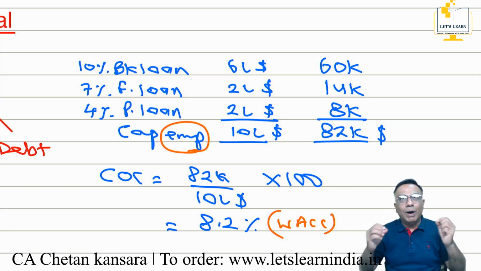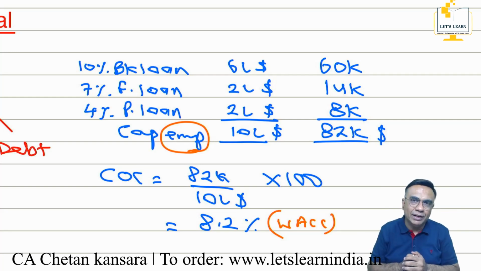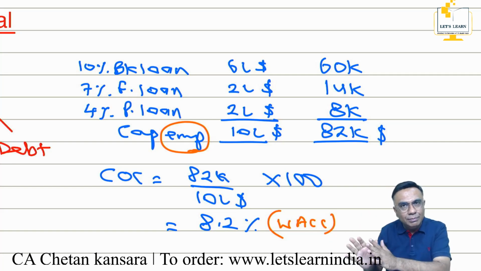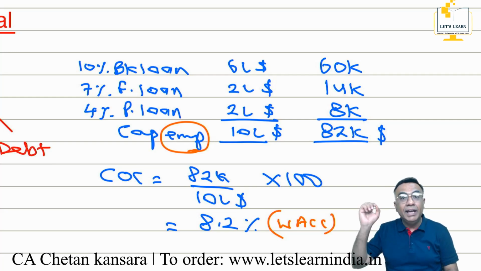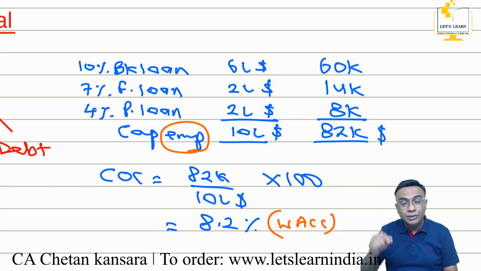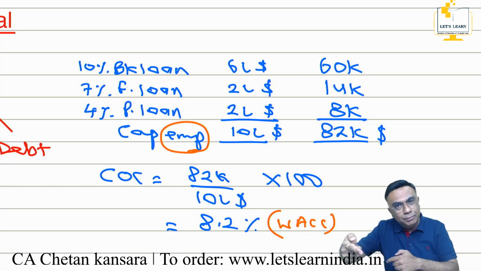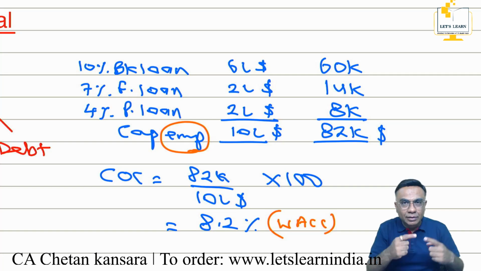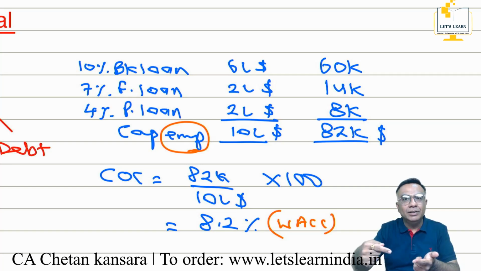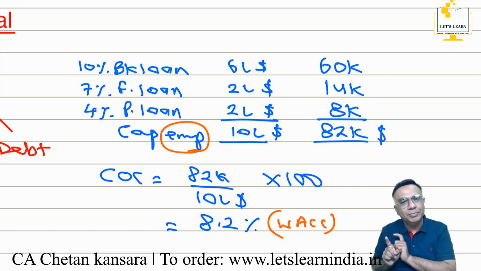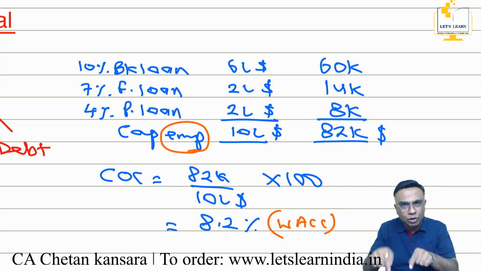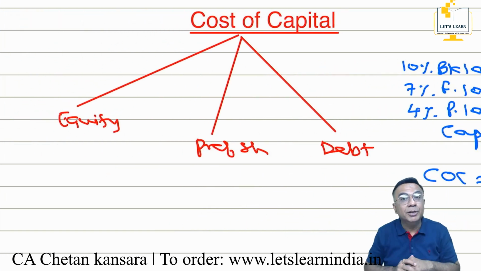The point is, sir, why do we need to calculate this 8.2%? You are going to invest this 10 lakhs somewhere, in some business. So from that business, you should get a minimum of 8.2%. This is the cost on your capital employed, which you are going to compare with the return on your capital employed. The return should be more than 8.2%. So this gives you an idea that minimum I need 8.2% return from the capital which I am investing in the business. Correct?